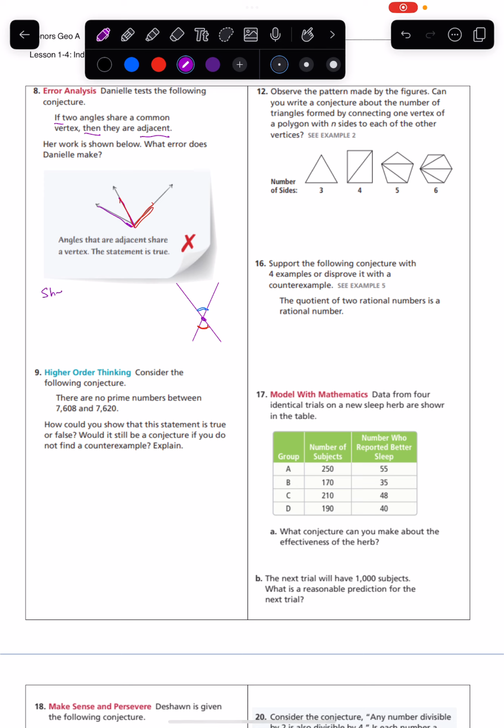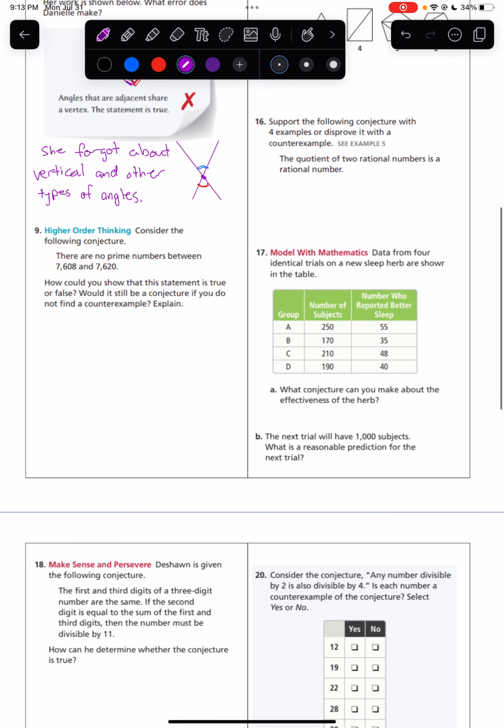So she forgot about vertical angles and any other types of angles that come off of the same vertex. All right, so then consider the following conjecture.